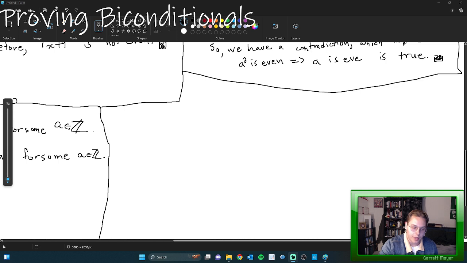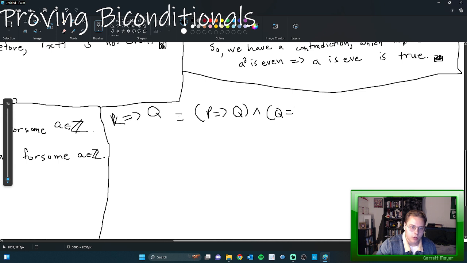And the way that we would prove a biconditional, if you remember, a biconditional is P if and only if Q, and this is logically equivalent to if P then Q and if Q then P. And this is the most common way to prove this, by using that statement, because logical equivalence always implies that if you prove one, then you prove the other.